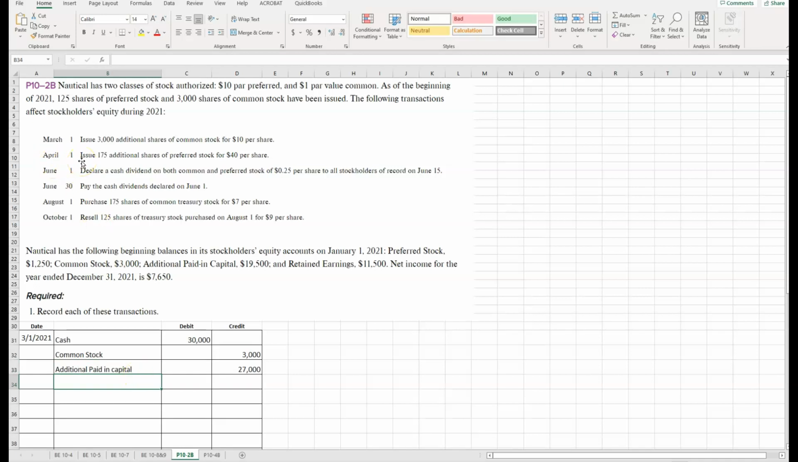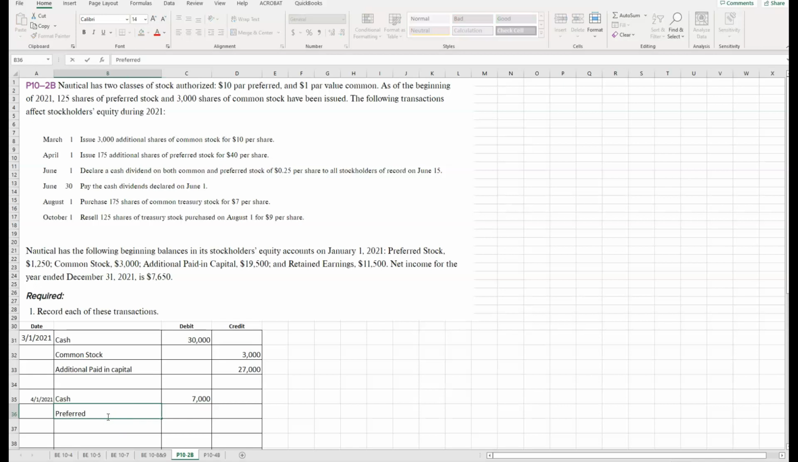April 1st, issue 175 additional shares of preferred stock for $40 a share. So 4/1/21. Cash, 175 shares times $40, or $7,000.